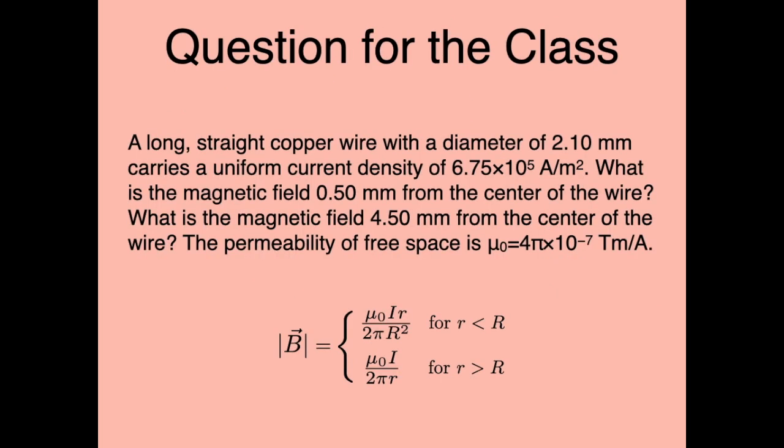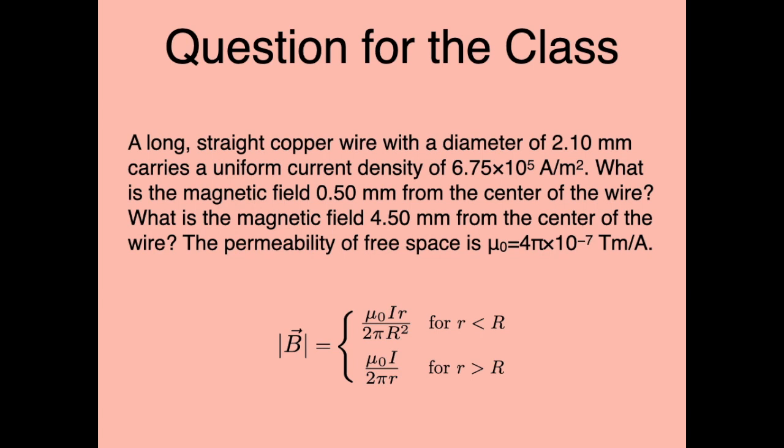Okay, so here's the question for the class. In this one, you have to make a few calculations. Let's say we have a long straight copper wire with a diameter of 2.10 millimeters, and that wire is carrying a uniform current density of 6.75 times 10 to the 5 amps per meter squared. So we're not given the current here, we're actually given the current density. So the first question is, what is the magnetic field 0.5 millimeters from the center of the wire? The second question is, what is the magnetic field 4.5 millimeters from the center of the wire?